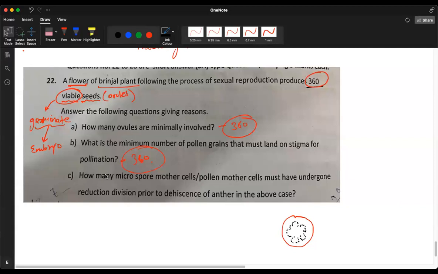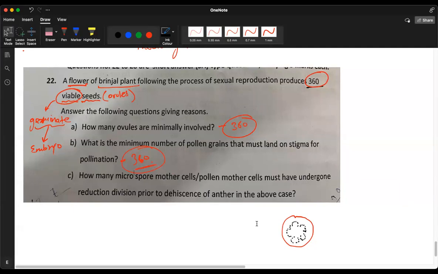Yes, sir. Now the question C is where the actual trick lies. How many microspore mother cells or PMCs must have undergone reduction division prior to dehiscence of anther in the above case? So remember, we just need 360 to make the above case happen. And they use the word microspore mother cell.